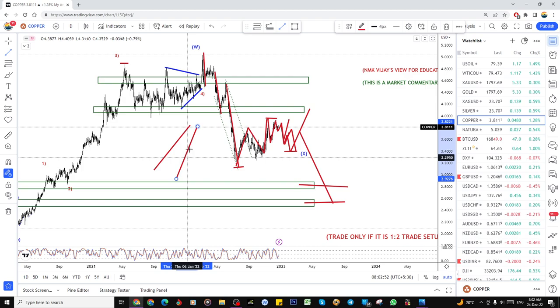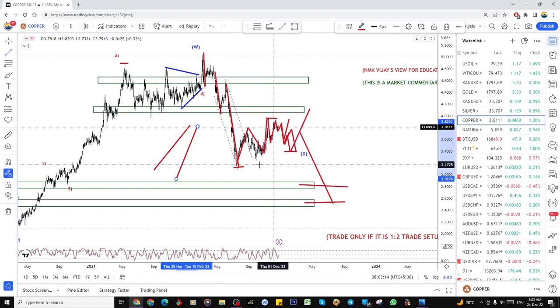Here we may get the third wave smaller than wave 1, and wave 5 also smaller than wave 3. So wave 1 is the bigger one, and apart from it, 3 and 5 are all smaller. Like that, here wave 5 is bigger than wave 3, and wave 3 is bigger than wave 1. Like that, this is the pattern.